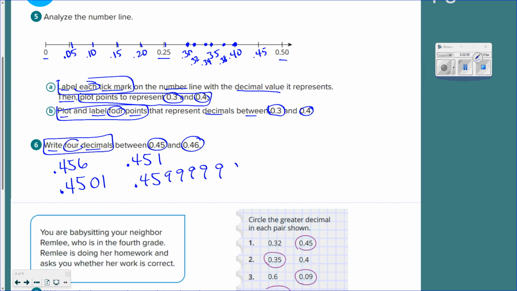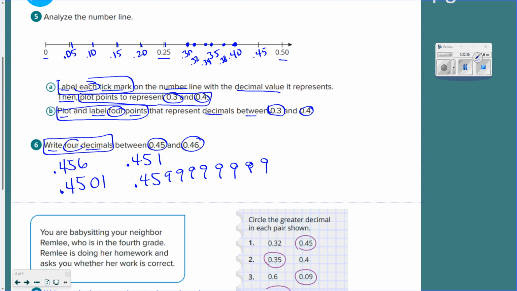Are all those between 4,500 and 4,600? Yeah. Am I really limited in picking 4 numbers between them? Absolutely not. There's actually an infinite number of numbers in between those 2 decimals, and I can keep going with those 9s into eternity. That makes sense for everybody.